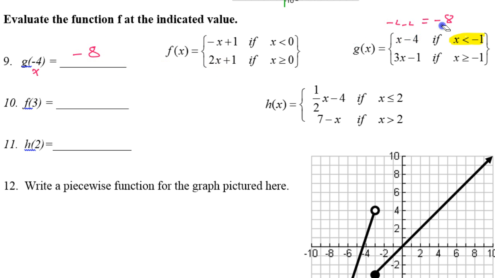All right, let's go again. Function f, so we're talking about this function. 3. Is 3 less than 0? No. Is 3 greater than or equal to 0? Yes. So we're going to be using this portion of the graph. Substituting 3 in for x, that means 2 times 3 plus 1. So that's 6 plus 1, which is 7. Awesome.